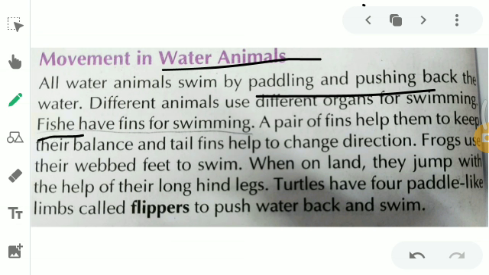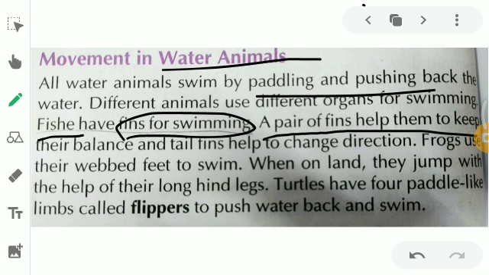In the water different animals can live. First one is fish. Fish have fins for swimming. Fish can live in the water, and it can swim. So how can it swim? By fins. A pair of fins helps them to keep their balance, and tail fins help to change their direction. How many fins are there? Pair of fins, two fins on either side of the body. And the tail fin. So the pair of fins helps them keep their balance, and the tail fin helps to change the direction. Which fin helps to change the direction? Tail fins help to change the direction.